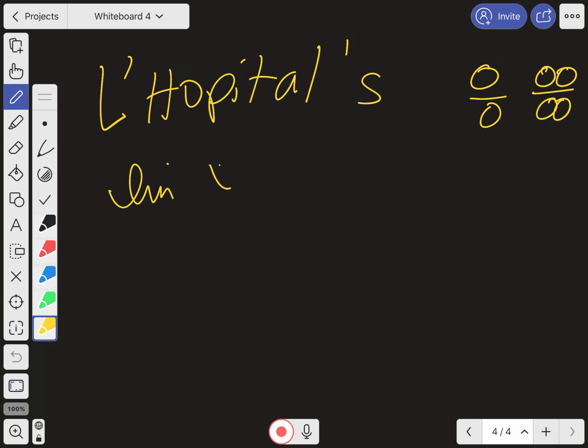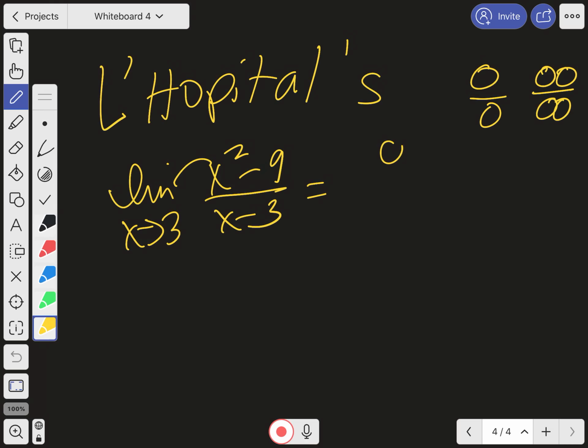So for instance, if we were taking the limit of x squared minus 9 over x minus 3 as x approaches 3. First rule of limits is fill in the number first. So if I fill in 3, I get 0 in the top and 0 in the bottom, which means we're going to keep looking.